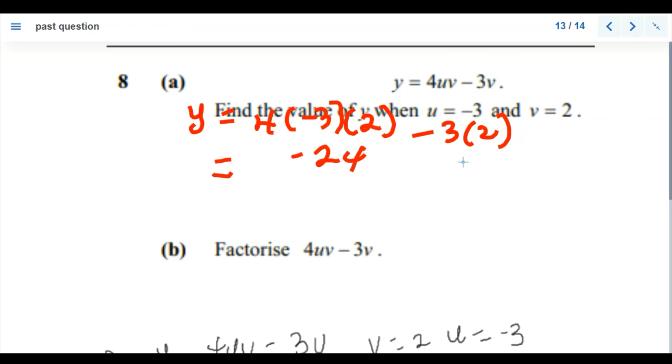Now 3 times 2 is what? 3 times 2 is 6. Remember, we still have our minus outside, so we have minus 6. Now minus 24 minus 6 will give us what? That is minus 30. Now the second one says we should factorize 4uv minus 3v.